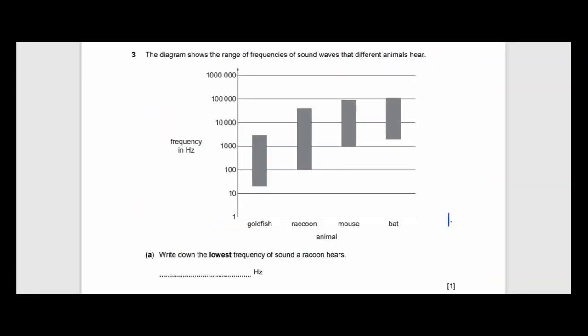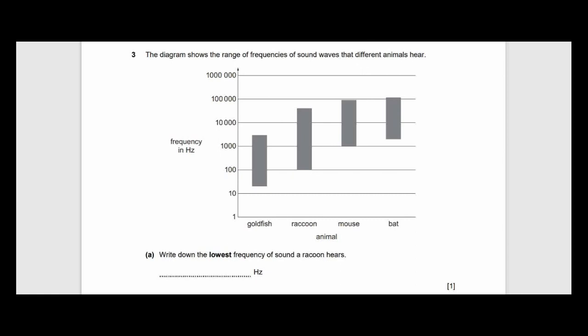Next. Right, this is question number 3. The diagram shows the range of frequencies of sound waves that different animals hear. This is the frequency and these are the animals. Question A, write down the lowest frequency of sound of a raccoon. Yes, 10 seconds. 10, 9, 8, 7, 6, 5, 4, 3, 2, 1.